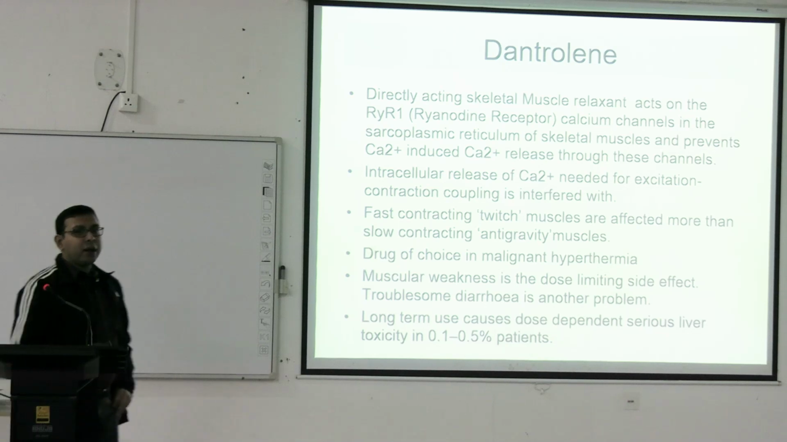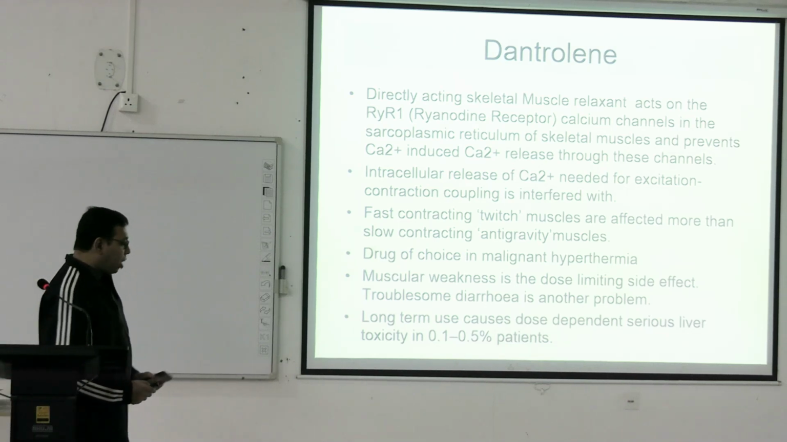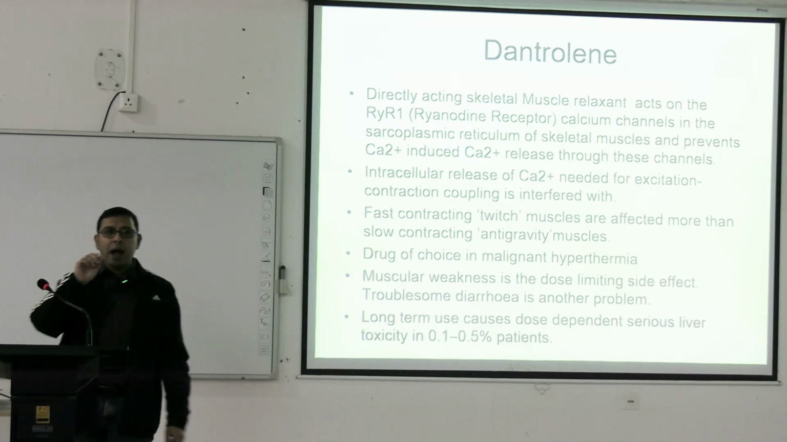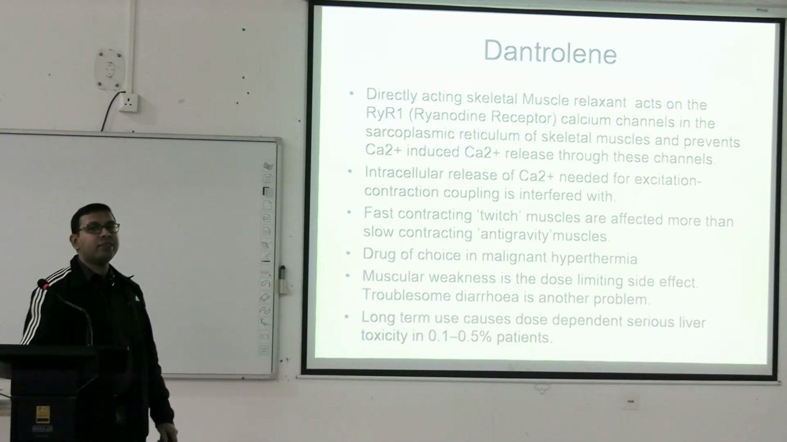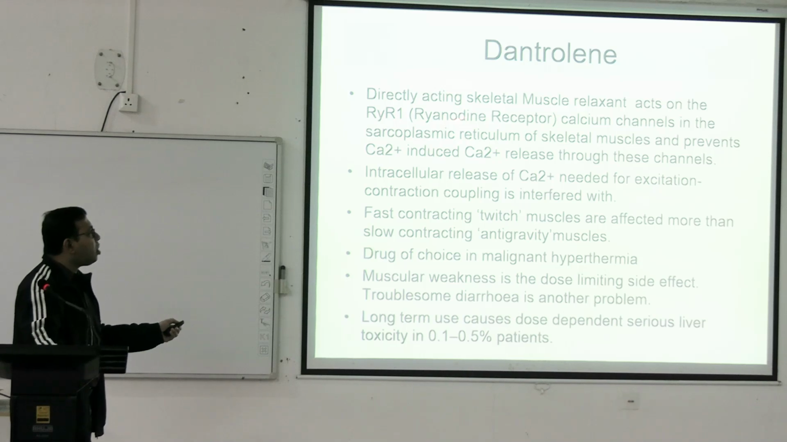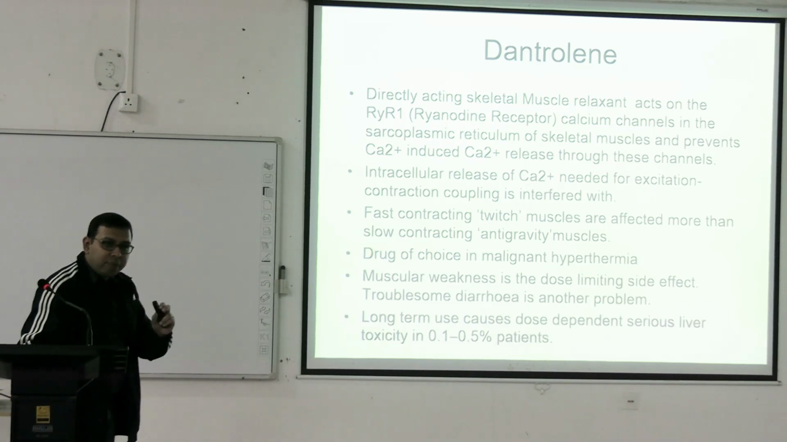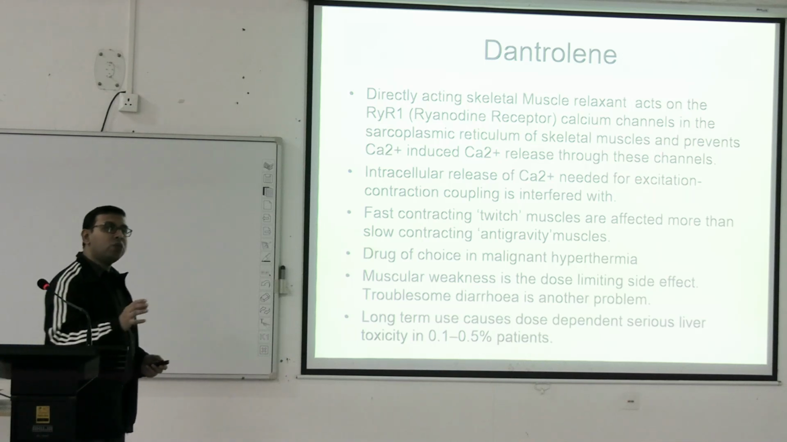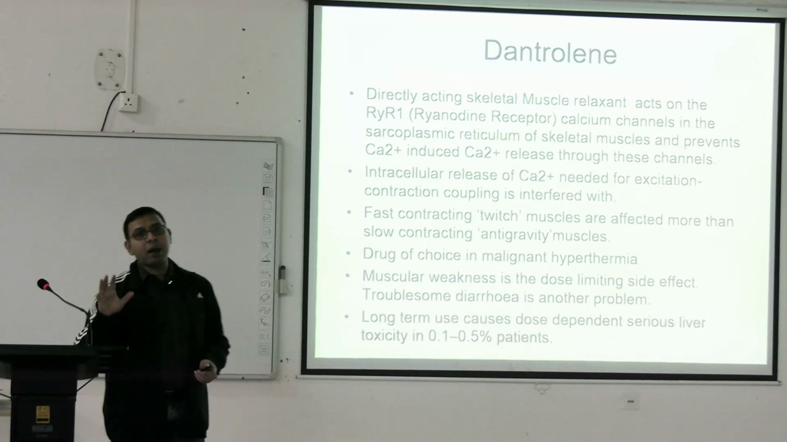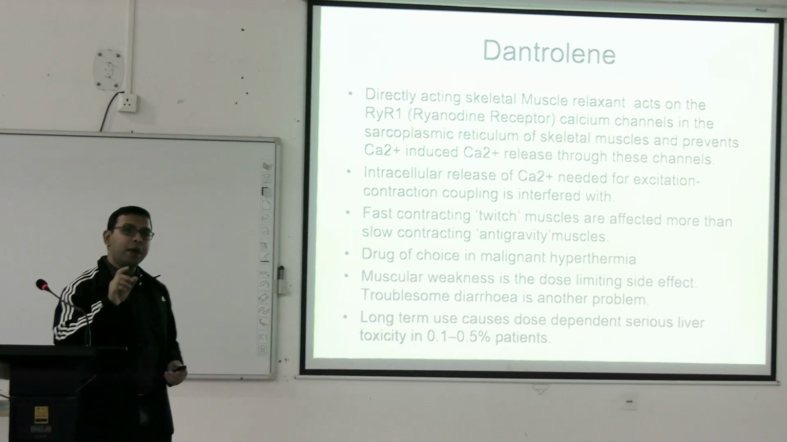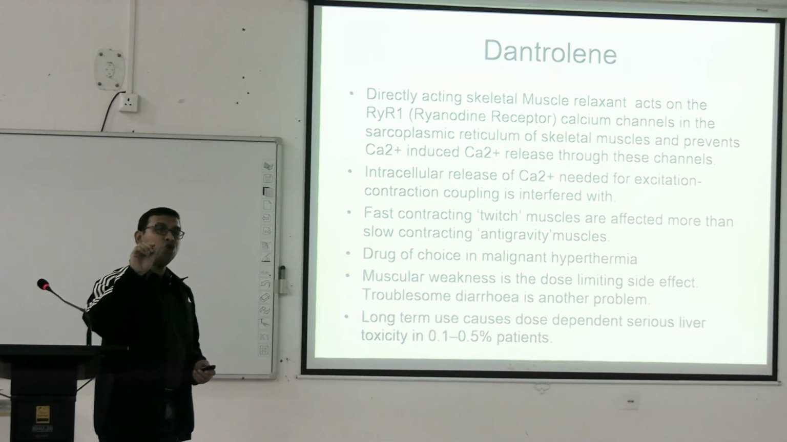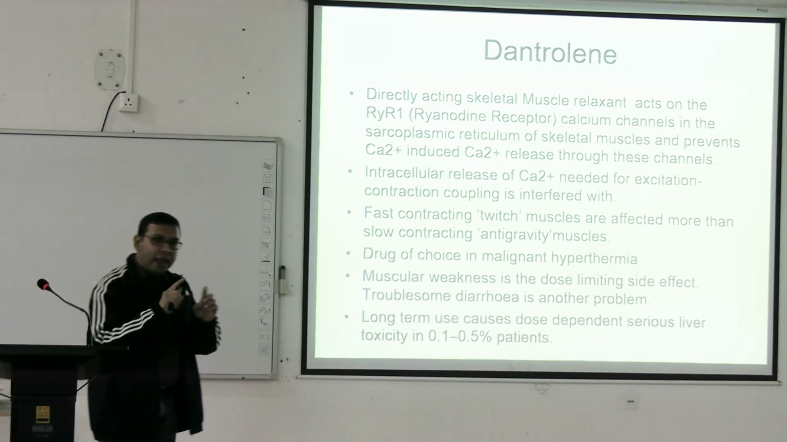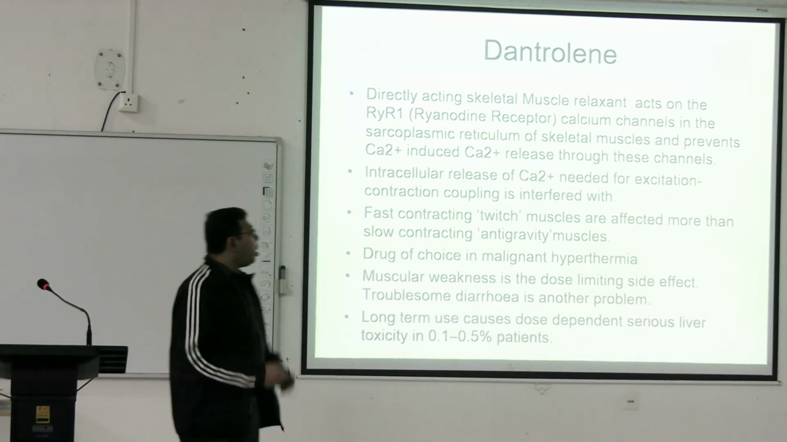Now coming to the directly acting muscle relaxant, dantrolene. In the first, we have discussed about the dantrolene. Dantrolene is directly acting. So they are basically acting on the ryanodine calcium channels. So RYR1 is the ryanodine receptor. These calcium channels are present on the sarcoplasmic reticulum of the skeletal muscles. But usually it does not affect the heart or other smooth muscles, because in those muscles the ryanodine 2 receptor is present. Okay, so ryanodine 1 receptor is present in the skeletal muscle sarcoplasmic reticulum.